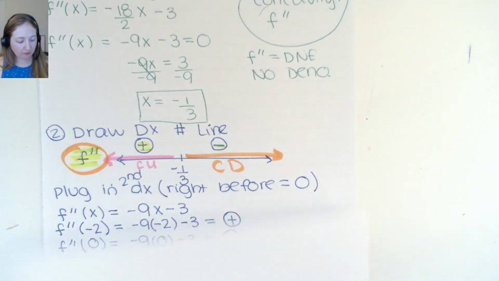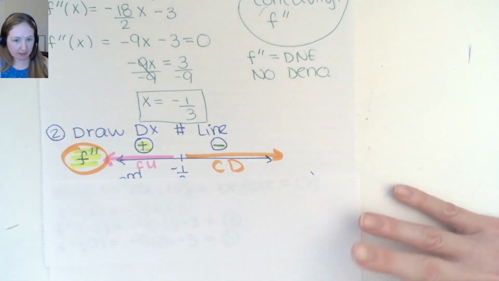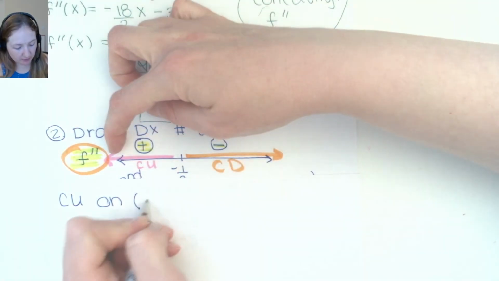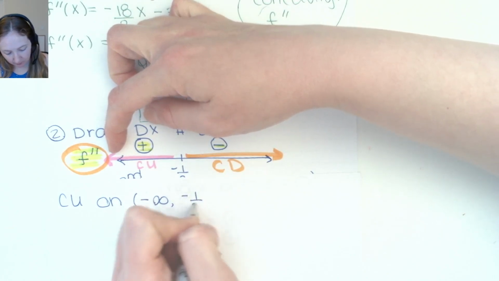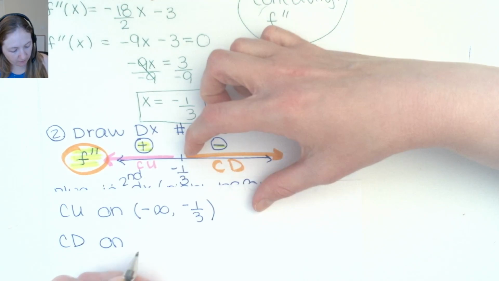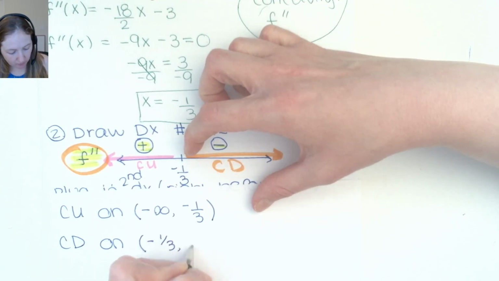All right, so the final answers here in terms of what you need to type in on the homework is you would just say it's concave up on negative infinity to negative 1/3, and then concave down on negative 1/3 to infinity.